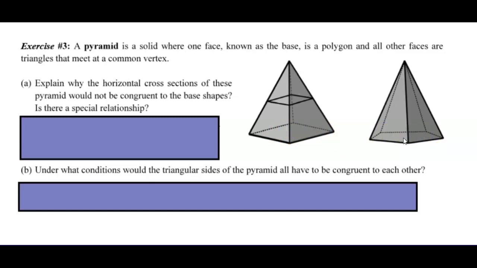And then however many sides there are in that base polygon will determine how many triangles come up from the bottom and meet at the top. So if this is a square pyramid, that means that it starts with a square on the bottom and there are 4 sides that meet at the top.